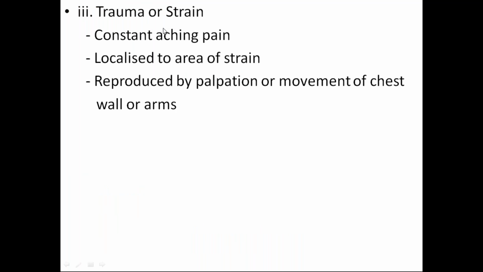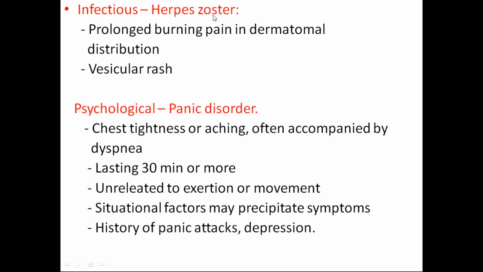And in trauma, you can see this flail chest and everything. An infectious cause, herpes zoster: prolonged burning pain in dermatomal distribution. This vesicular rash is very important. In the dermatome, this vesicular rash will be distributed in a dermatomal pattern. And psychological, panic disorders: chest tightness or aching, often accompanied by dyspnea, lasting 30 minutes or more, unrelated to exertion or movement. Situational factors may precipitate symptoms. The history of panic attacks and depression is most common.